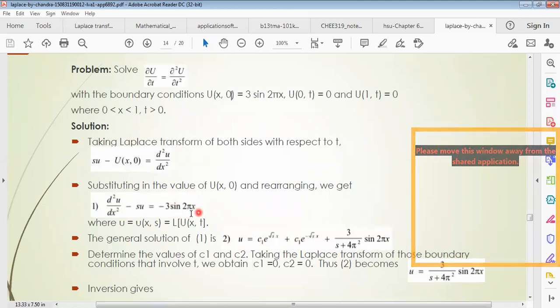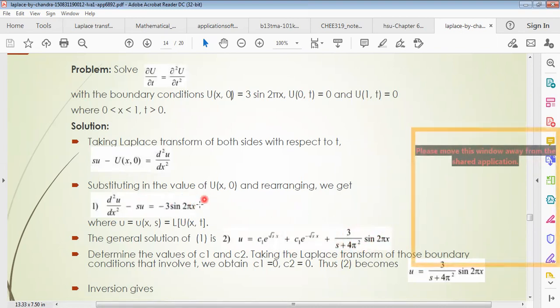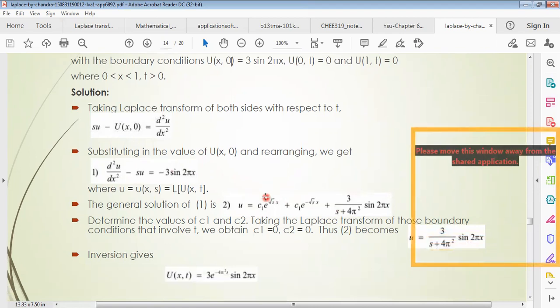Now for the right hand side, you must know the particular integral. By using the particular integral we get this, because the right hand side is not equal to 0 and this is a non-homogeneous differential equation. So this is the particular integral and this is the auxiliary equation solution. So the total solution will be this.